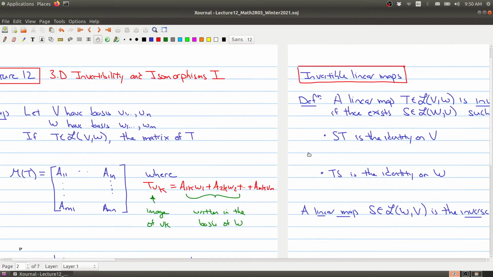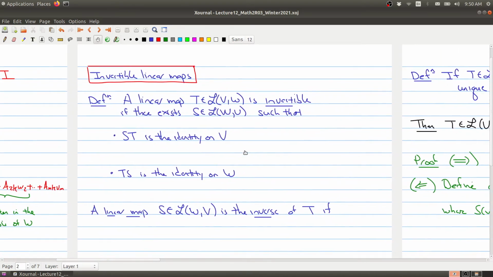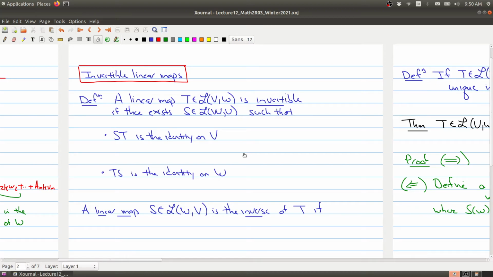So that's what I want to start off by, actually telling you what we want to put into that spot. A linear map T that goes from V to W is invertible if there exists a linear map S that goes in the opposite direction, W to V, such that ST is the identity on V. What does that mean? If you think of this as a function on V, when you plug in V, you should get the exact same thing as plugging it into the identity function, so you get back V for all vectors in V.